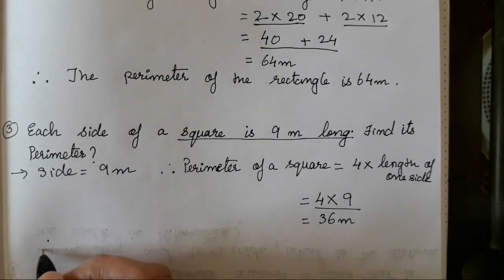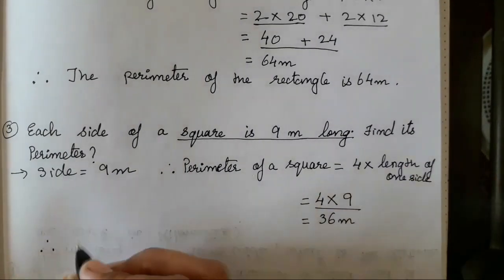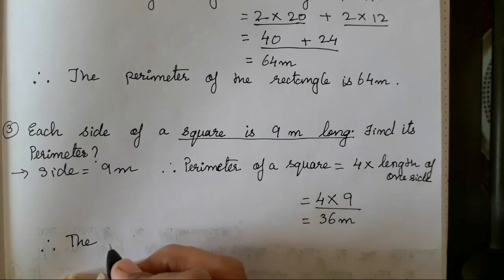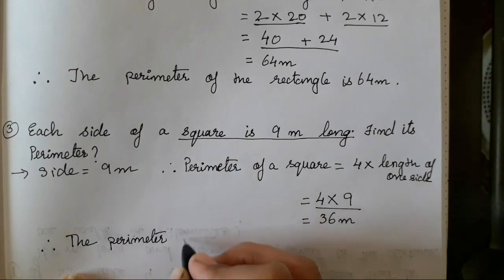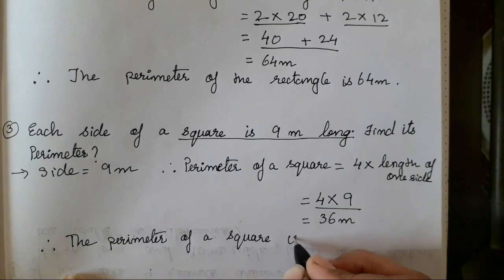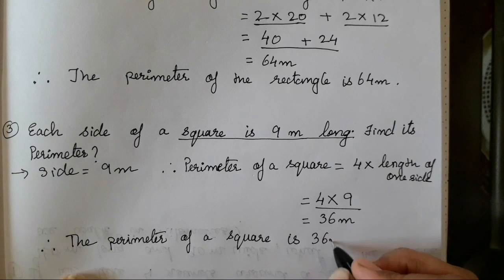Now what was the question that they had asked? Find its perimeter. So therefore the perimeter of a square is 36 meter. Is it clear? Let's do the next sum.